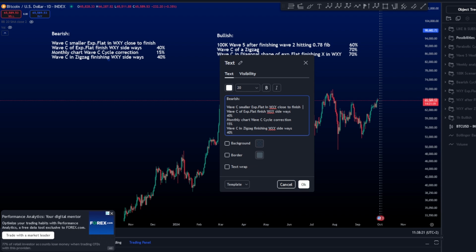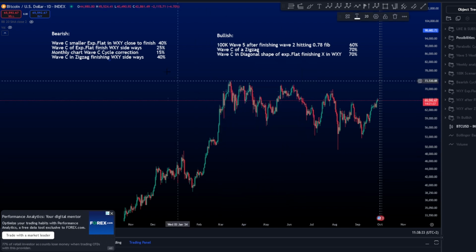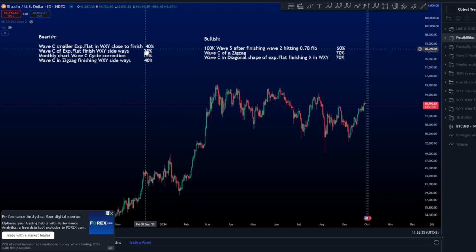So this one, which is close to finish, is 40%. That means this one is currently less. This is even 25, to be honest. It's too soon to judge this. However, yeah. So here we go.